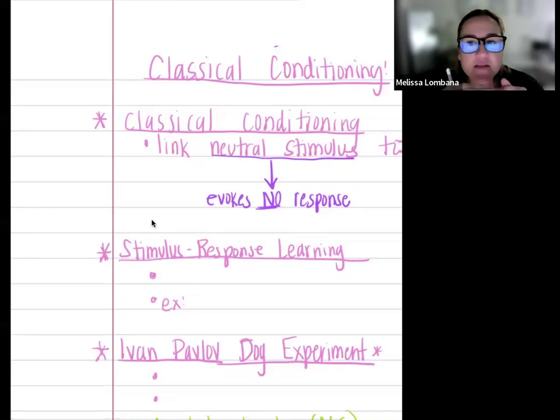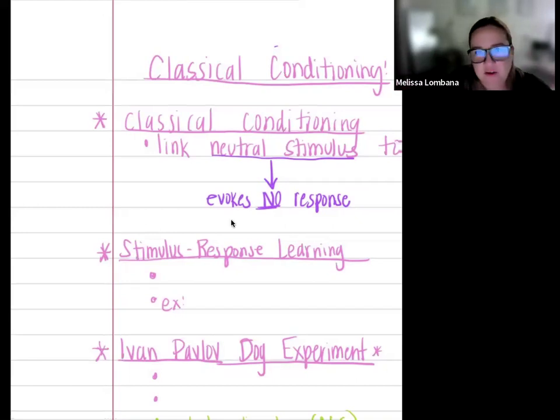Now, stimulus response learning is the next little subtopic. It is behaviors that can be learned through a stimulus and a response. If I touch a hot stove, I'm automatically going to remove my hand. So that's a stimulus response. I touch something hot, my automatic response is to remove the hand. This is kind of the process of what happens in classical conditioning. There's a stimulus and you respond.